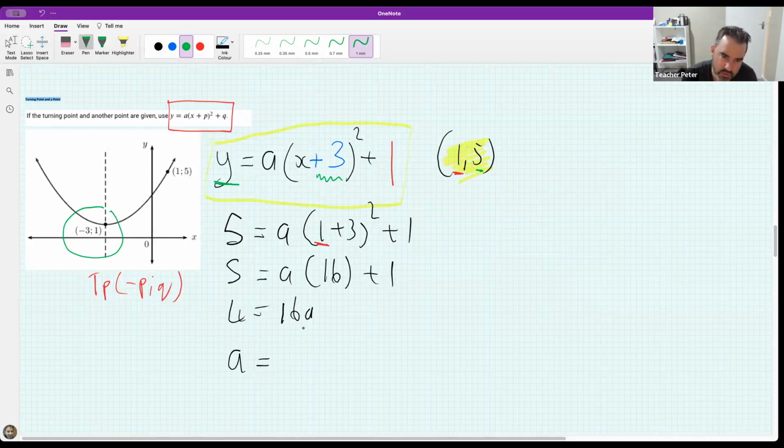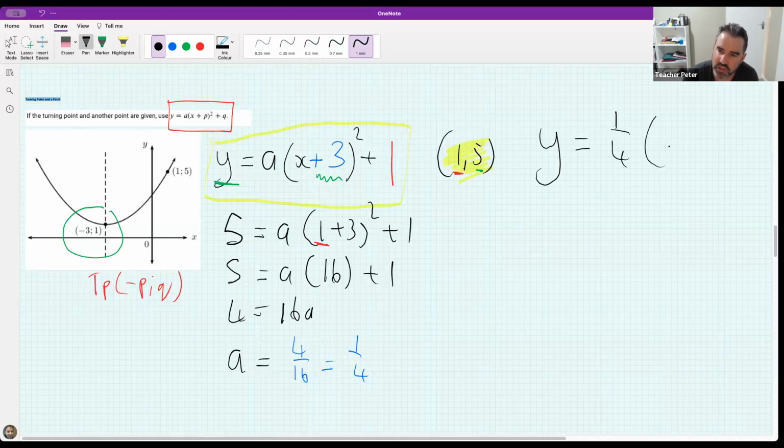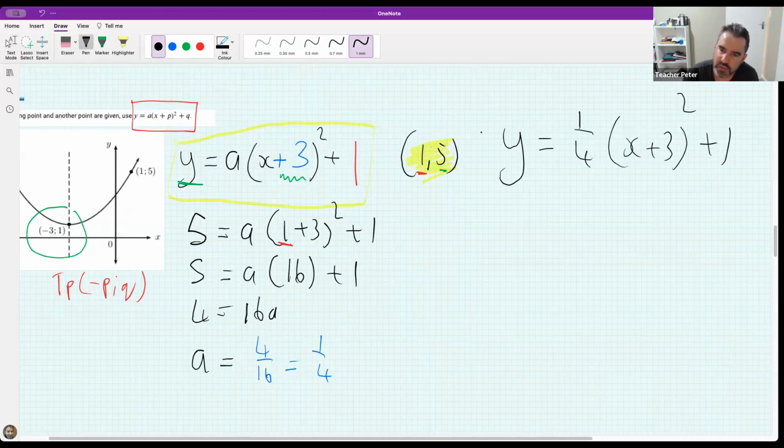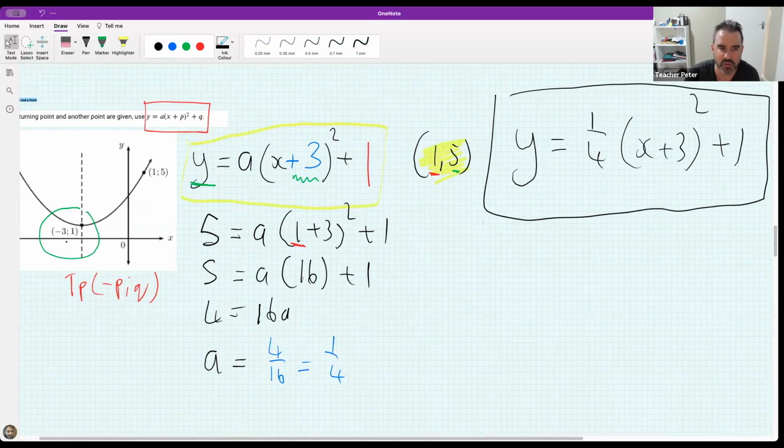The way to undo the 16 is divide both sides by 16, or to move the 16 to the other side. So we are going to get a is 4 over 16, or a quarter. So now the equation of the parabola in the turning point form is going to be a quarter (x + 3) squared + 1. So that is the turning point form of the parabola that you see in the picture over here.